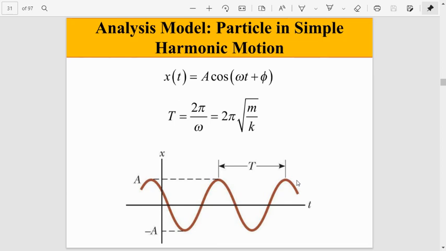Now, the angular frequency, of course, in the case of the spring block system, is a function of the mass of the block and the spring constant k. But for other oscillators, the angular frequency will be a function of something else, which we'll see a few examples of a bit later.